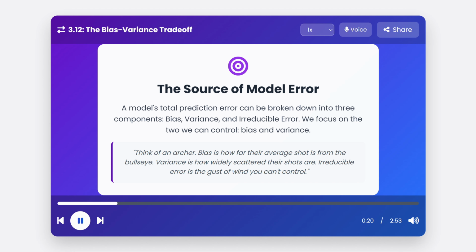There's irreducible error, which is the random noise we can never get rid of. But the two parts we can influence are bias and variance. The best analogy is an archer. Bias is their systematic error, how far their average shot is from the bullseye. Variance is their consistency, how spread out their shots are, regardless of the average.